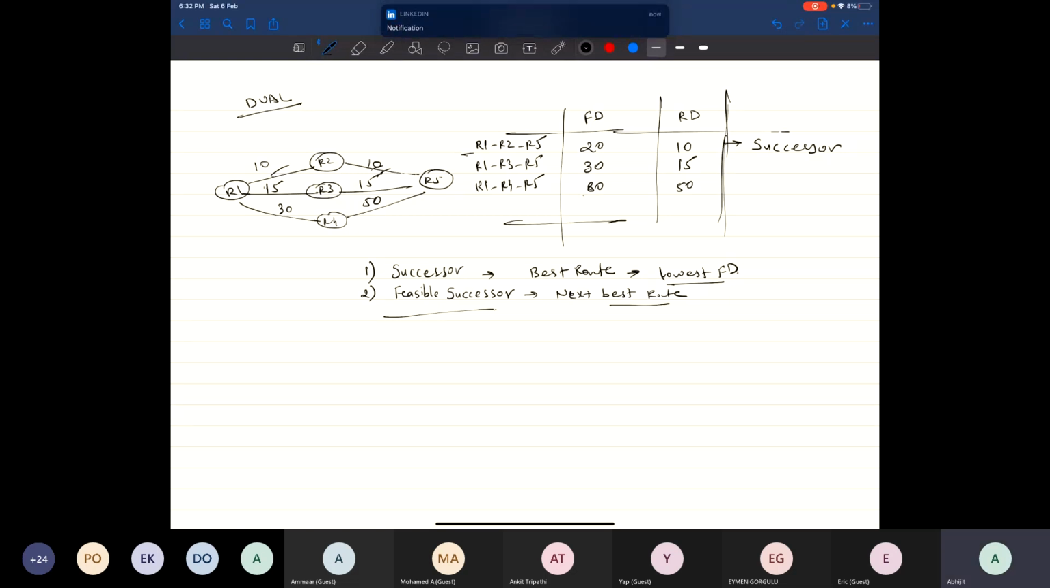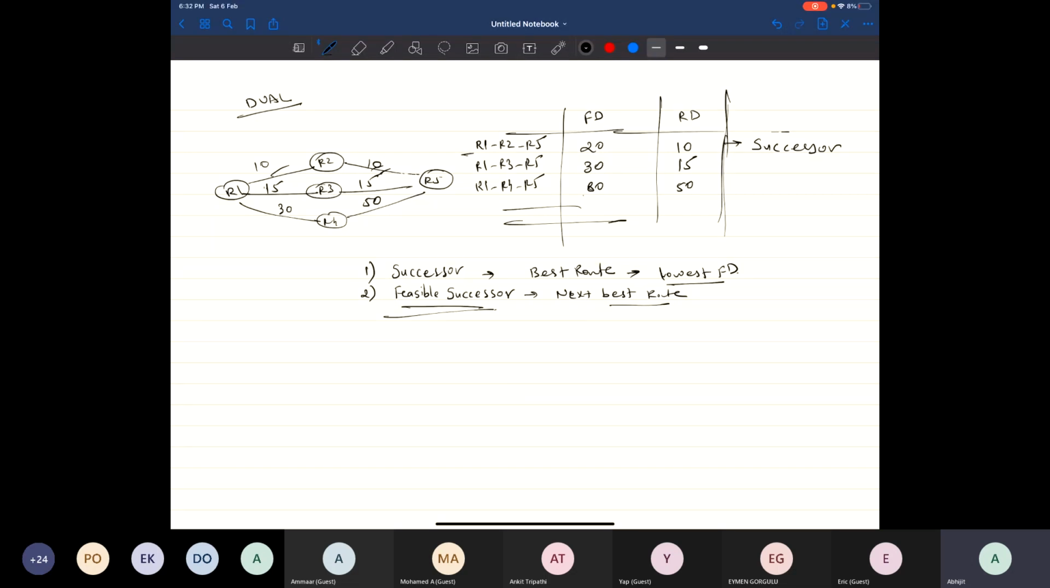And then what about the other routes? In order for another route to become a feasible successor, it means that if the first route goes down due to any L2 issue, layer 3 issue, or any link failure, EIGRP should know the next best route that needs to be placed into the routing table. So it doesn't wait for the recalculation. It already knows about the next route that is going to be installed into the routing table.